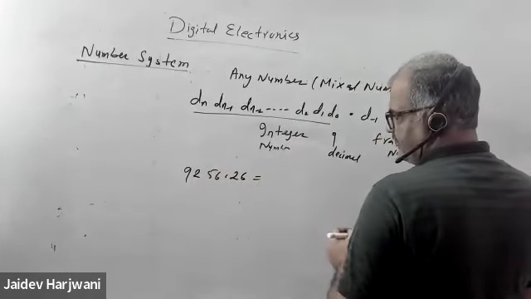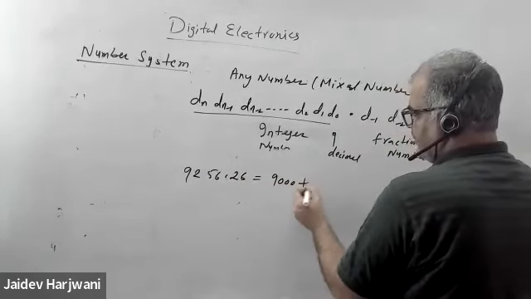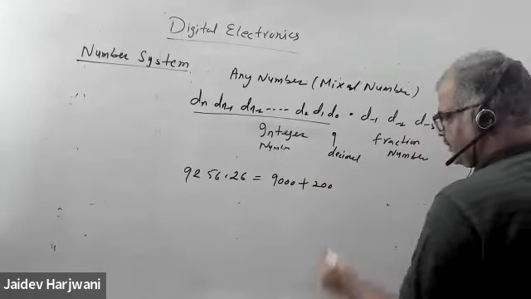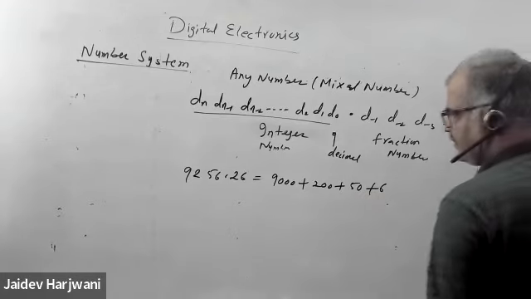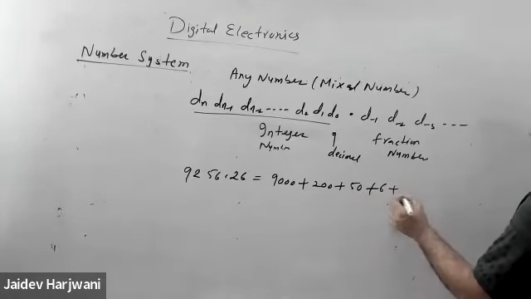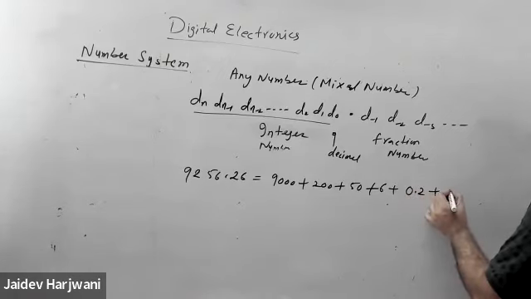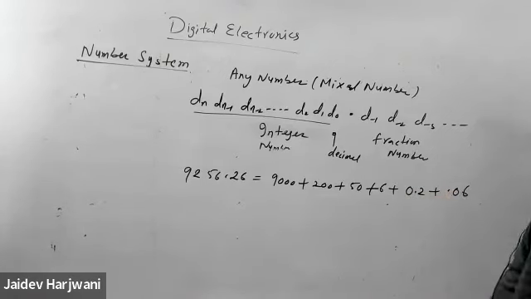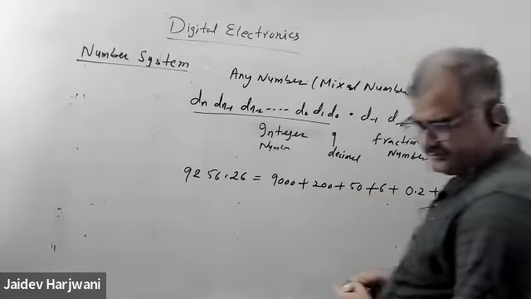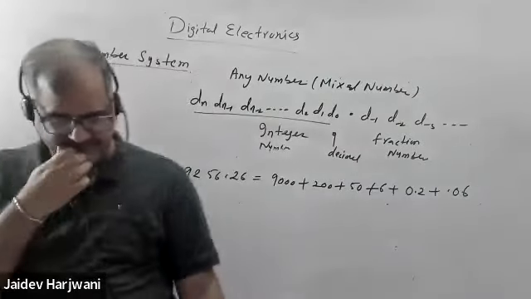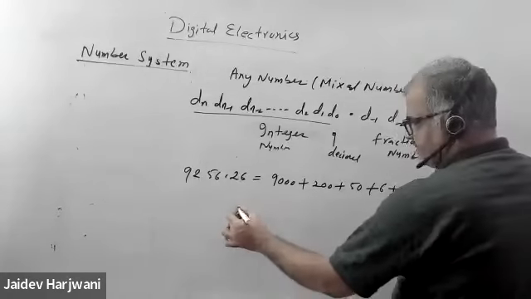So I can represent this number as 9,000 plus 200 plus 50 plus 6, and then I can also write 0.2 plus 0.06. Can I write this number like this? Yes, sir.